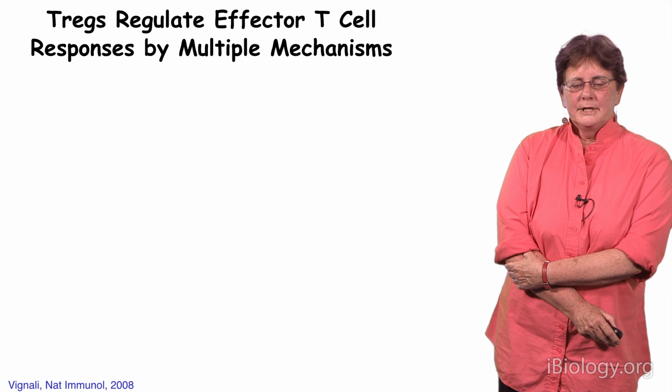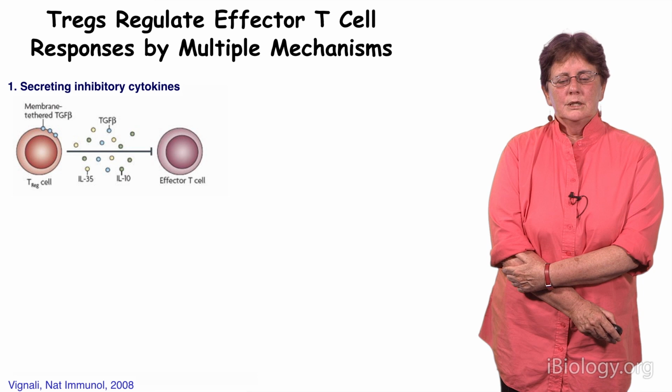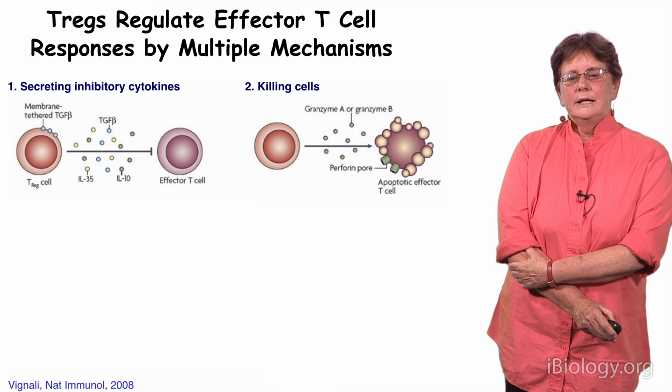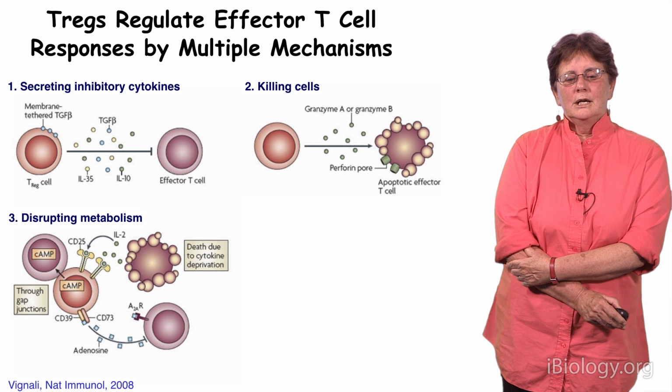So then I'd just like to finish by talking a little bit about the different effector mechanisms that regulatory T cells use. There are several. One is by the production of anti-inflammatory cytokines, such as IL-10 or IL-35. The second is by actually killing the effector T cell. Third, they disrupt the metabolism of the cell. For example, I mentioned that regulatory T cells have high levels of the high affinity IL-2 receptor.